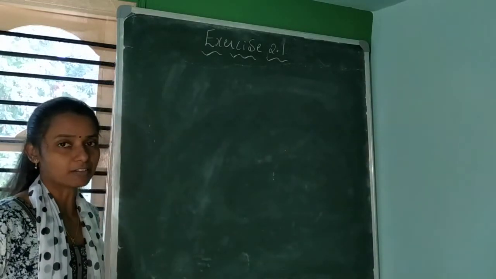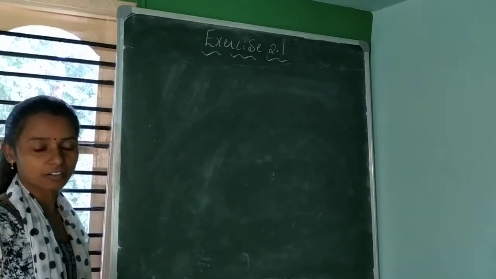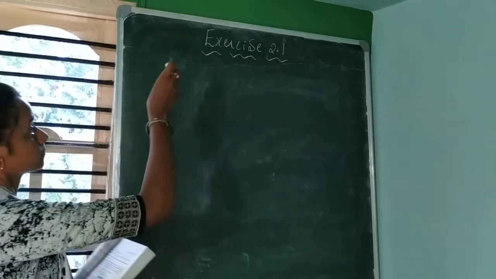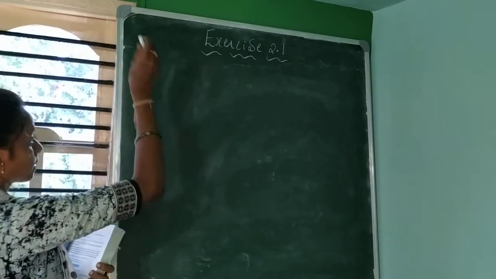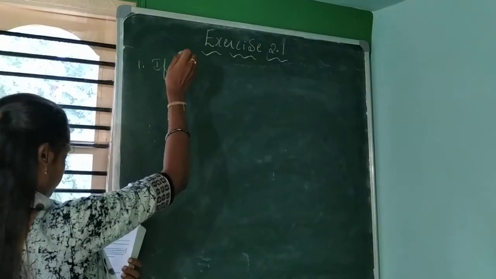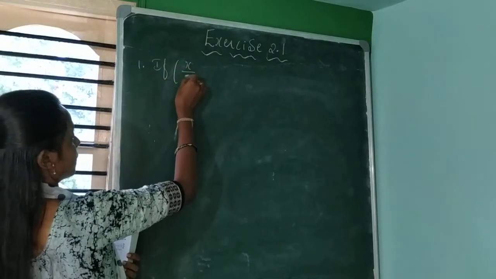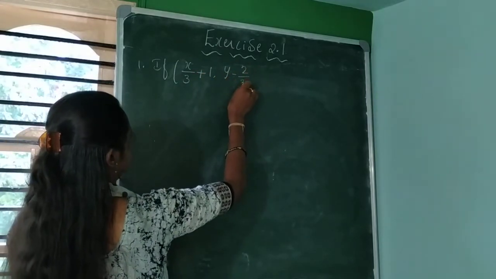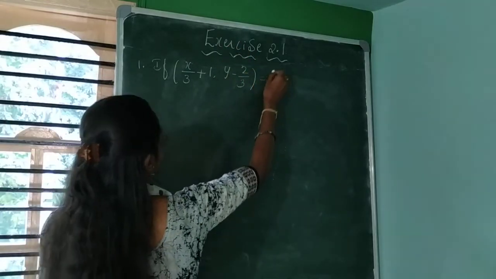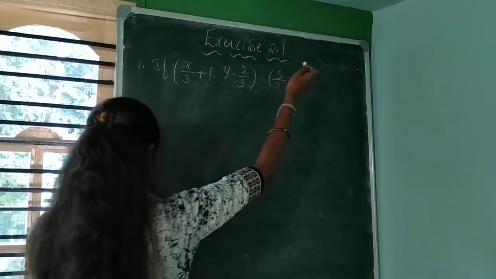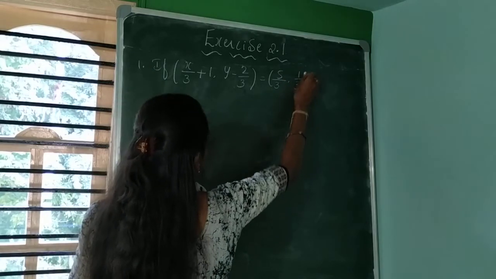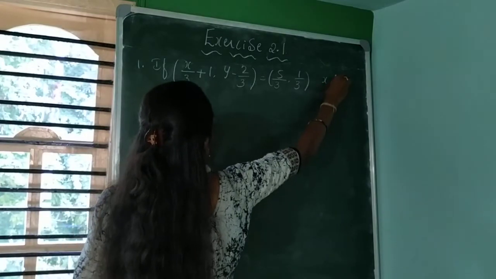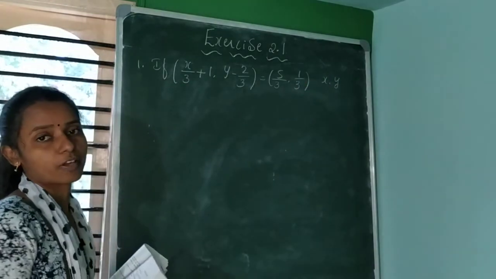Hi guys, we'll start the first exercise from the relations and functions chapter. In the first exercise, the first question is: if (x/3 + 1, y - 2/3) = (5/3, 1/3), find the values of x and y. We need to find the values of x and y.